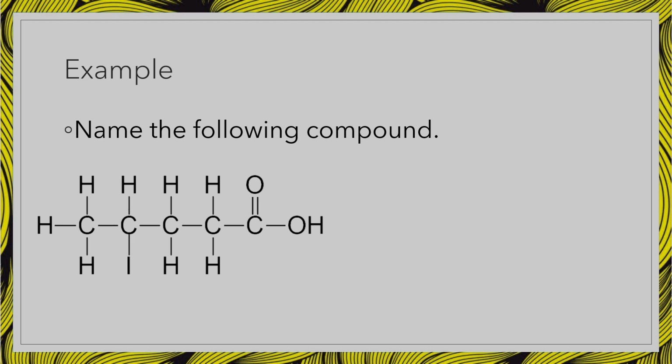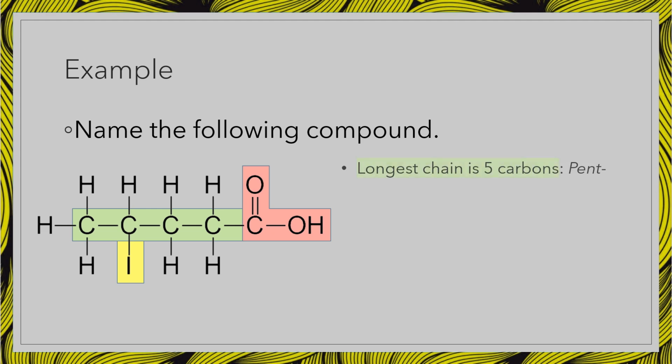What about this one? Again, we follow the same rules. Find the longest carbon chain. There's 5. We have a carboxylic acid and we have an iodine. Now, the key thing to remember, our carboxylic acid will always be number 1. So what carbon is that iodine on? Count them. It's 4.